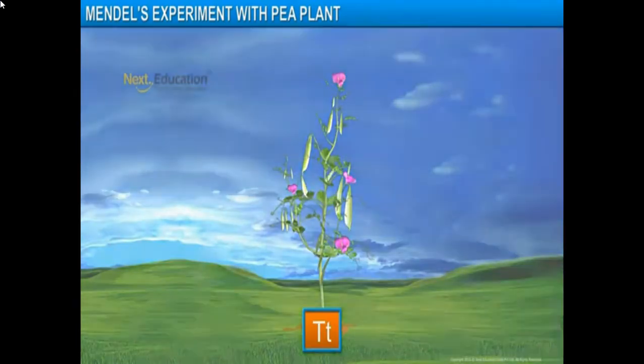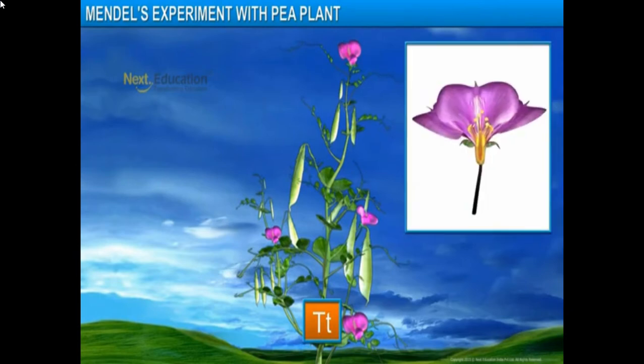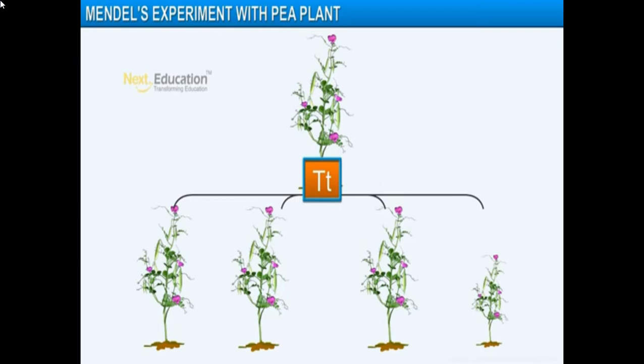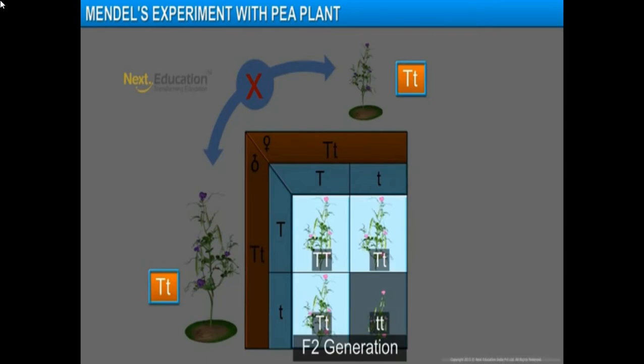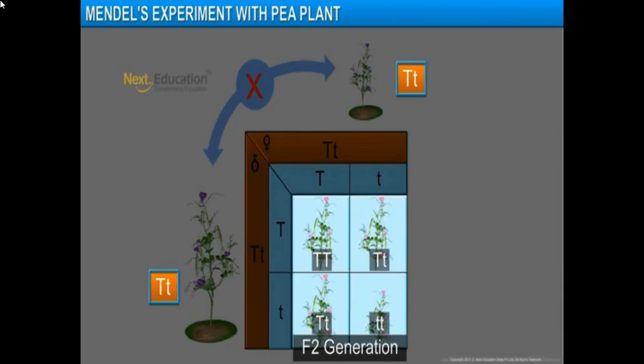Mendel then allowed the F1 tall plants of the genotype uppercase T and lowercase t to reproduce by self-pollination. As a result of random fertilization, the second generation or F2 progeny were not all tall. Instead, 1/4 of them were short. This indicates that both the tallness and shortness traits were inherited in the F2 plants.